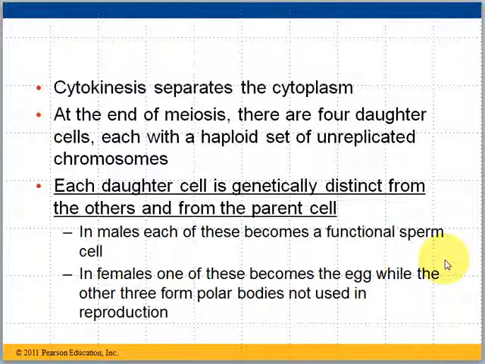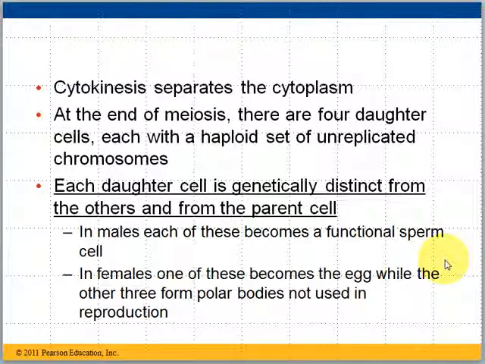If we're talking about females, it's a little bit different. In females, of these 4 daughter cells, through the whole process of meiosis, one of them tended to get more of the cytoplasm, more of the organelles and things like that. So one of these 4 daughter cells tends to be larger and more well composed than the rest. That one will become the egg. The other 3 form what's called polar bodies, and it depends on the species, but for the most part, these polar bodies are not part of the reproductive process.